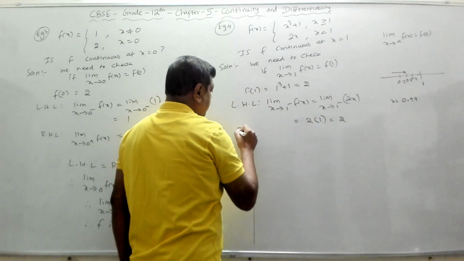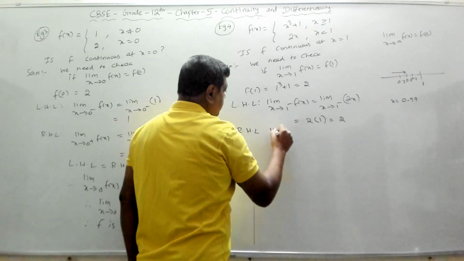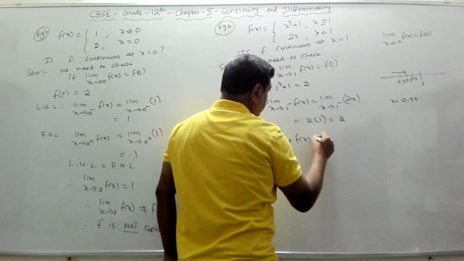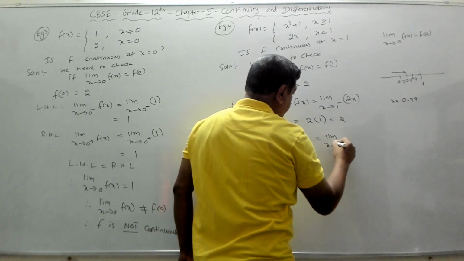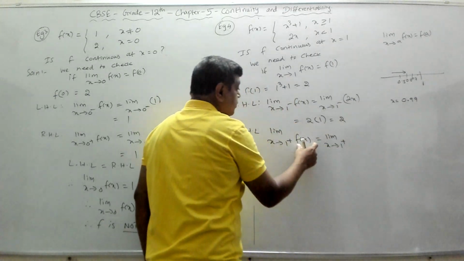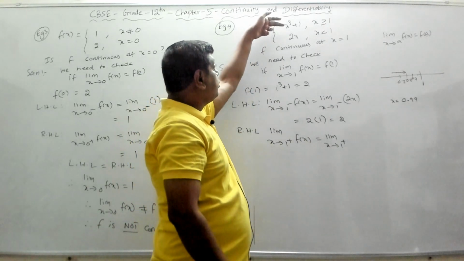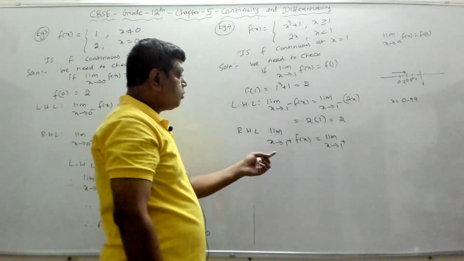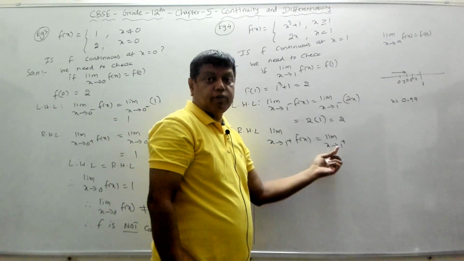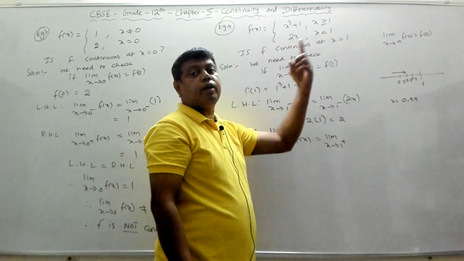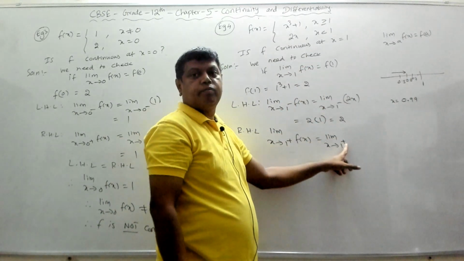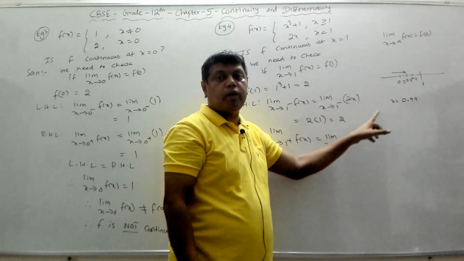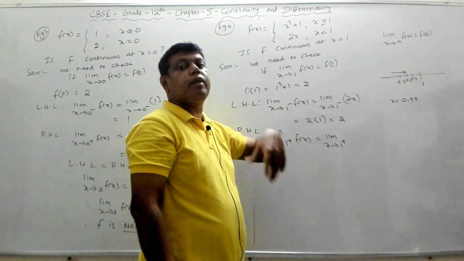Now let's find our RHL, the right hand limit. Right hand limit is limit x goes to 1 plus of f of x. Now for f of x, which function do we need to use: x cube plus 1 or 2x? For that, we will have to take a value x which is very close to 1 but greater than 1. Why greater than 1? Because it is plus. Here it was minus, so we took a value less than 1, very close to 1. Here we should take a value which is very close to 1 but greater than 1.